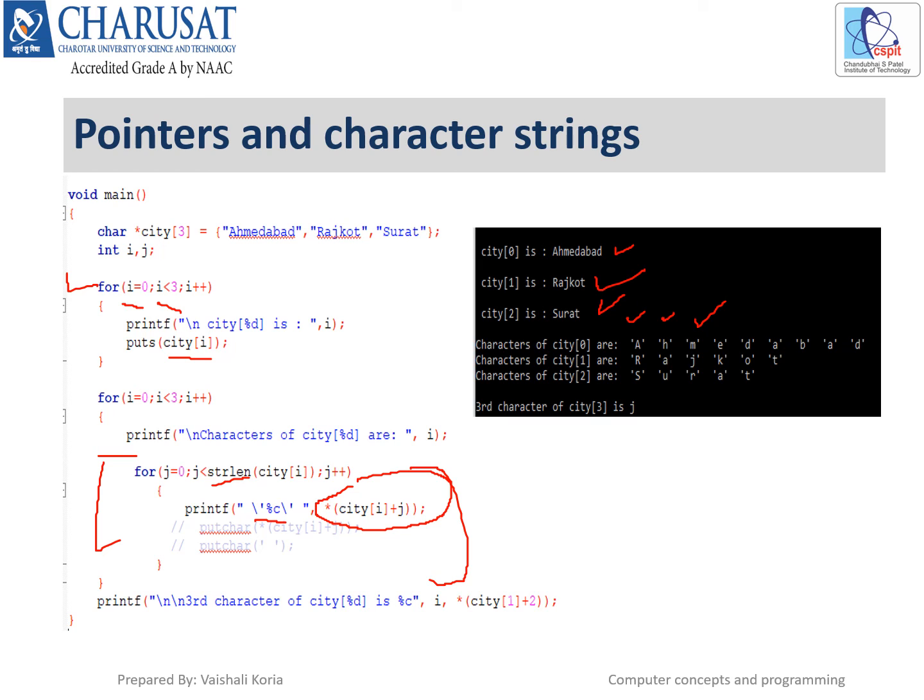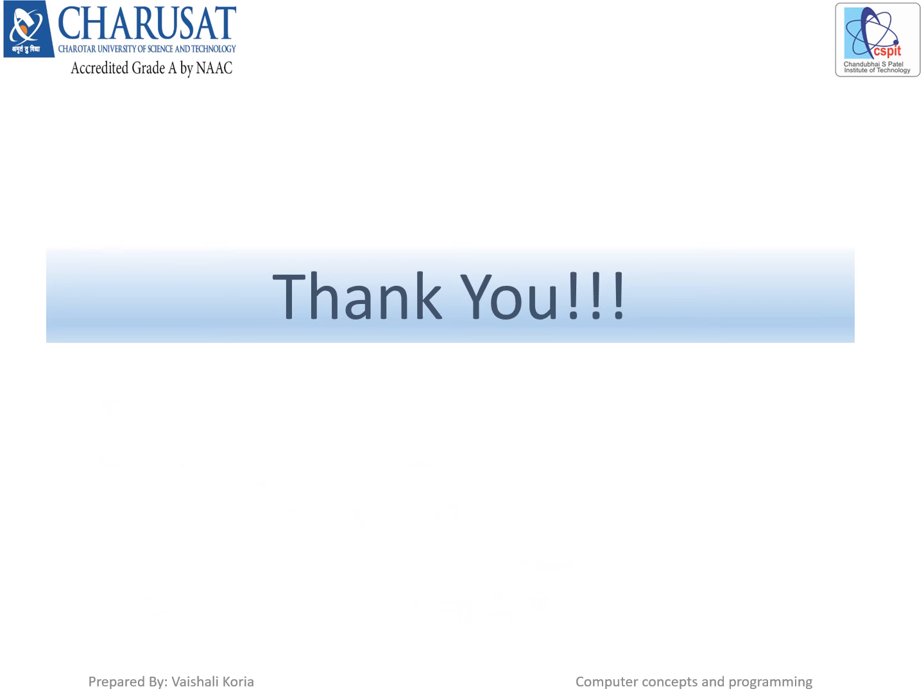If we want to print a particular character, like here, city 1 plus 2, it means I want to access the third character of the second city. The second city name is Rajkot and the third character is j. So this particular format is used to print a specific character from one string. Okay, now, thank you.